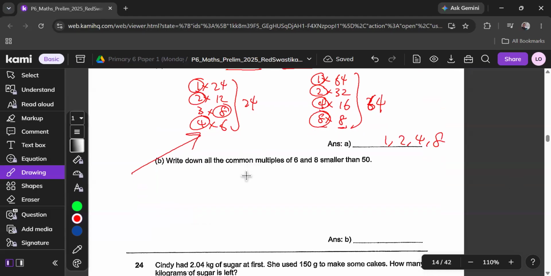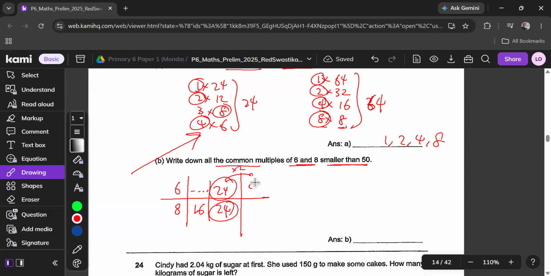Okay, shortcut again. Common multiples of 6 and 8 which are smaller than 50. Shortcut: draw a table with rows and columns. Look at the bigger number. What is the next multiple? 16. Can 16 be divided by 6? No. Go to the next multiple. Can 24 be divided by 6? Can. That's the shortcut. So you can skip all the multiples of 6. No need to write all the multiples of 6. What's the next common multiple? Just times 2, and you get the next common multiple.